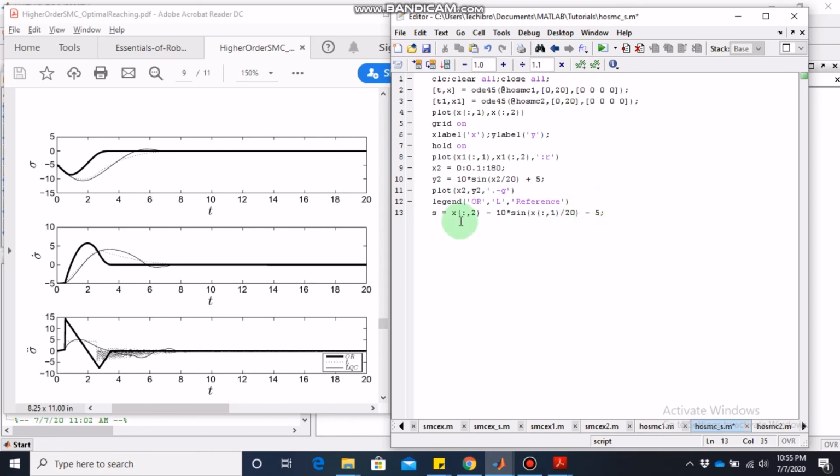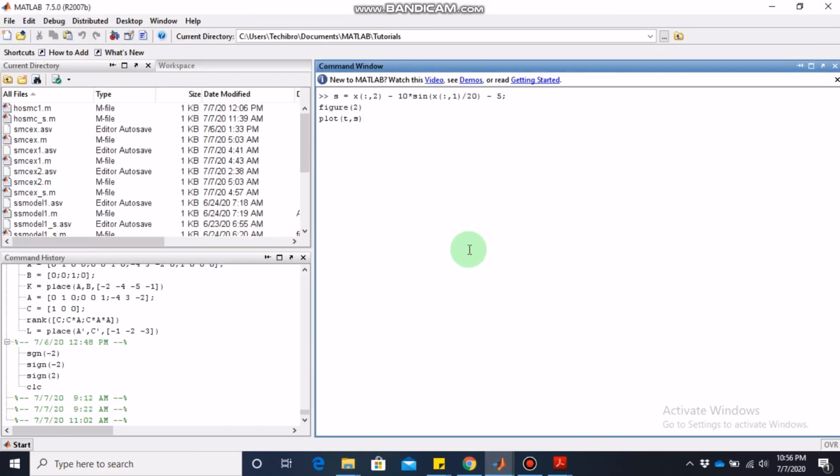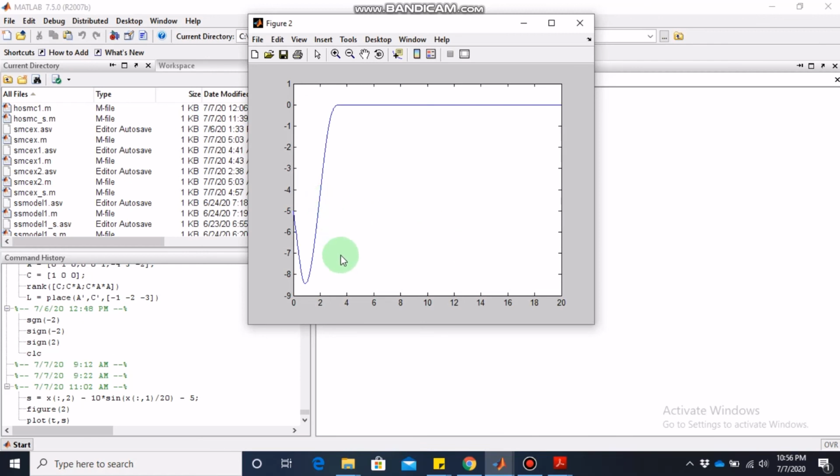And I want to plot, so I will add figure 2 and just plot t comma s. I don't have to rerun the file right now because the trajectories have already been computed. I copy this code, Control C, and paste it into the command window and press enter, and you can see here the sigma is plotted.